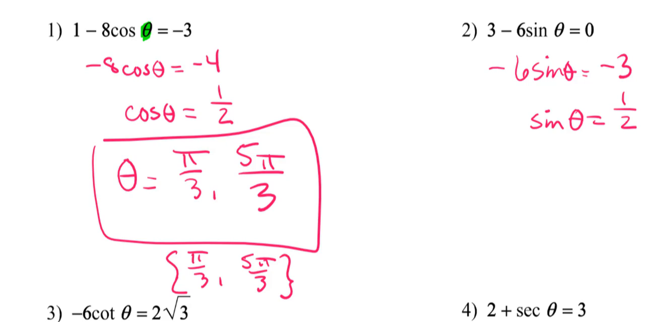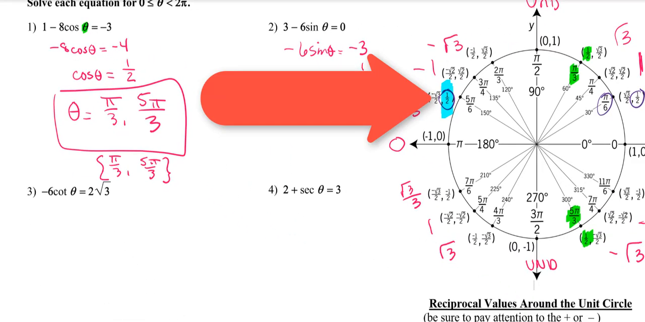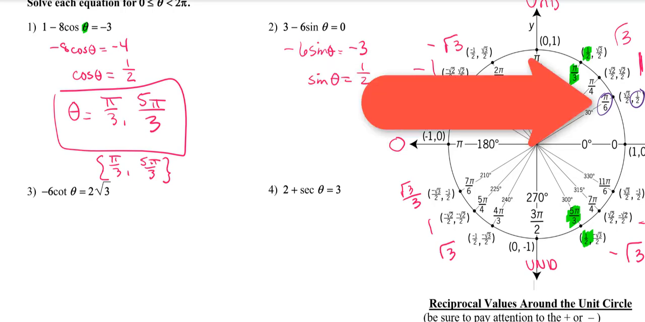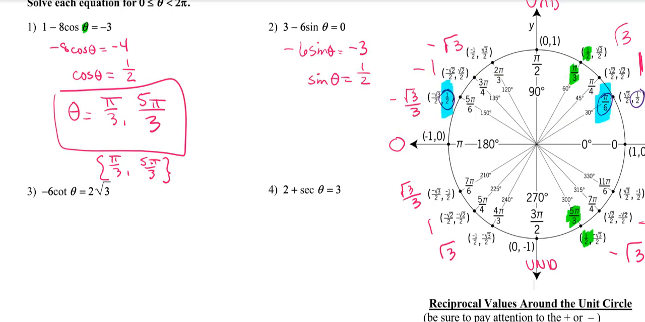So now I want sine. Sine is my y-coordinate. Where is the y-coordinate 1/2? Well, one of those is right here at 5 pi over 6. The other one is right here at pi over 6. So those two values are where the sine is 1/2. So again, we just write our answer simply like this. Theta equals pi over 6 and 5 pi over 6. And that's it. Not too bad, pretty straightforward so far.